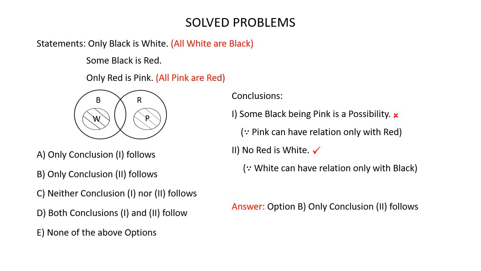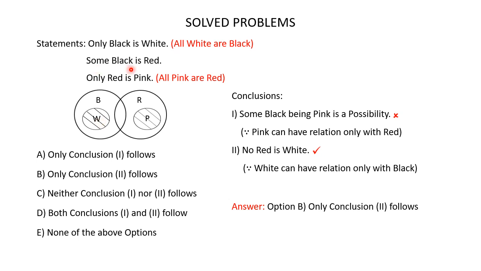Only black is white. Now you know that only black is white is nothing but all white are black. So in the Venn diagram, all white has to be inside black. Shade the circle for white to indicate that white can have a relation with only black.